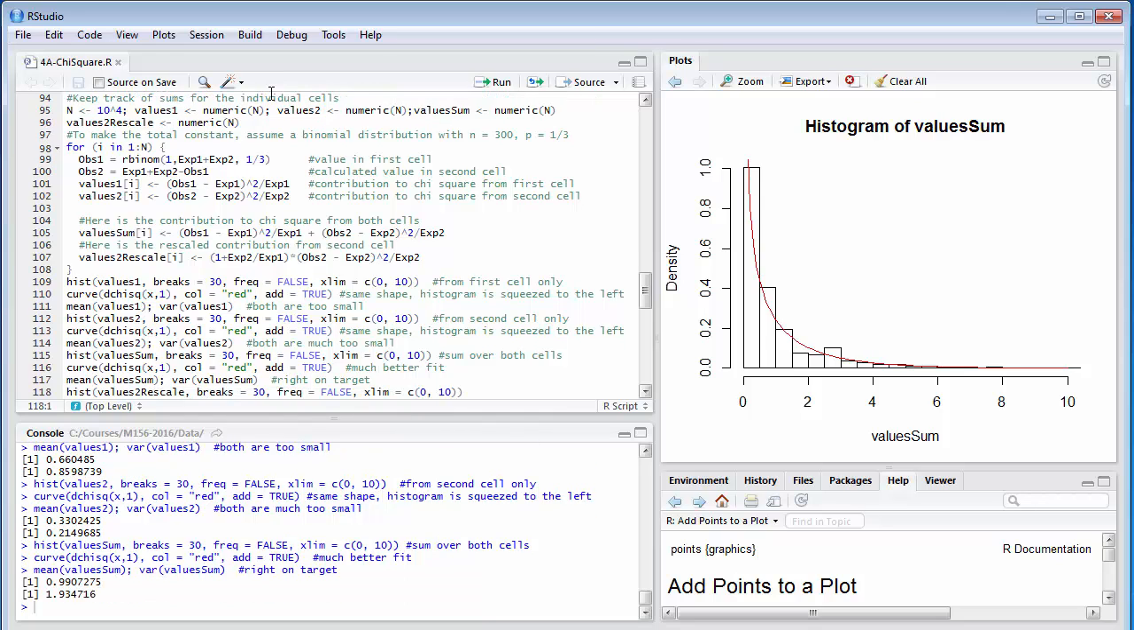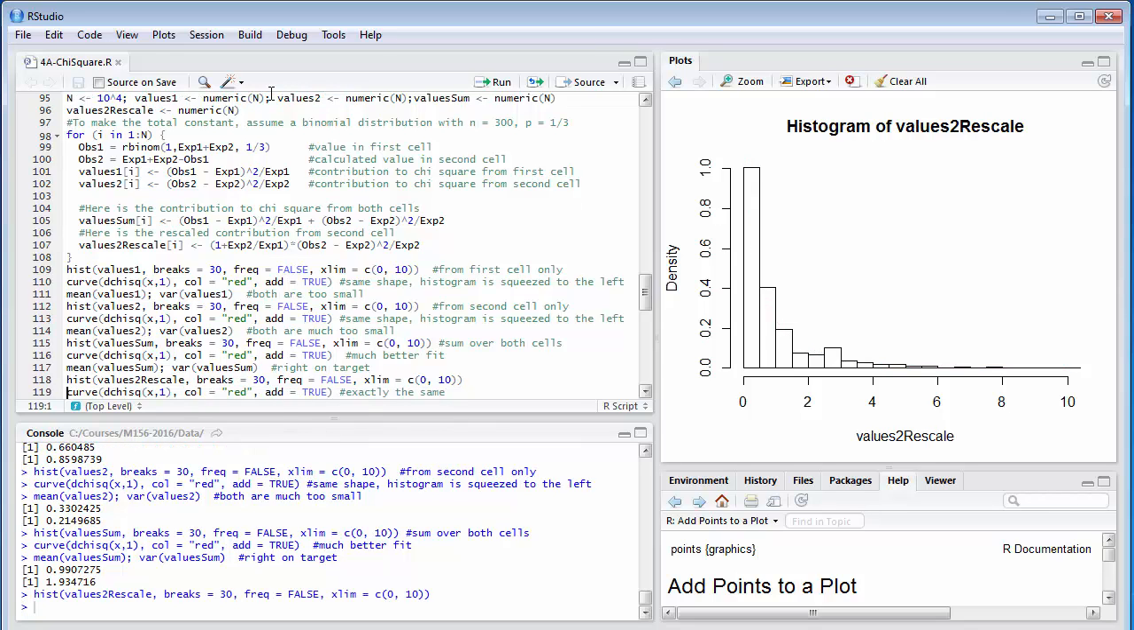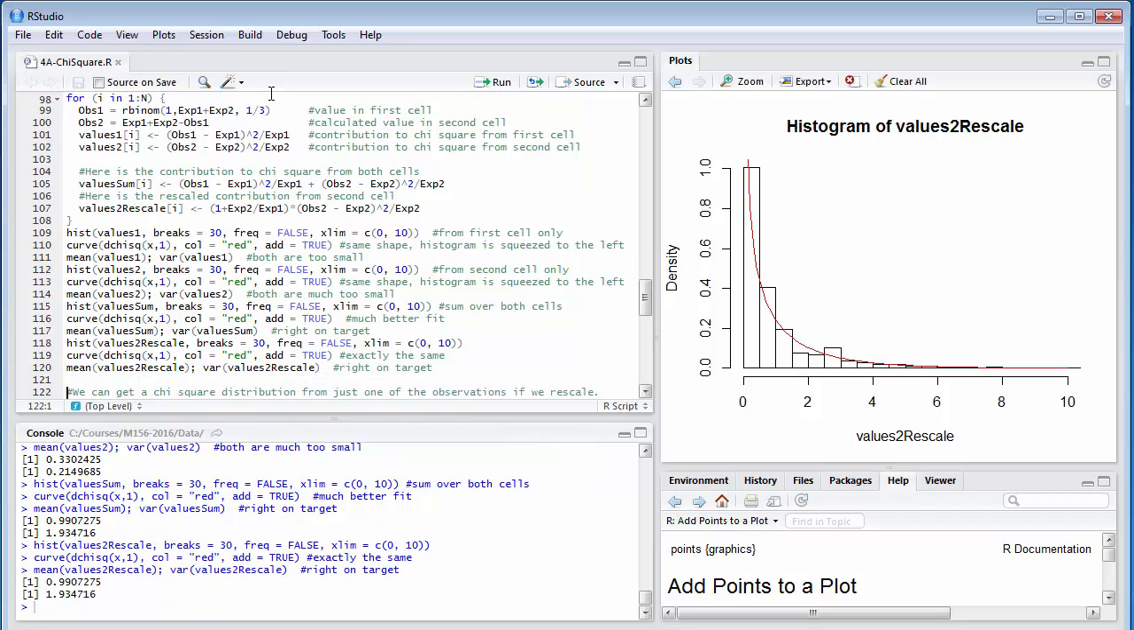We can achieve the same effect by taking the value in either of the cells and rescaling it appropriately, with the rescaling factor chosen so that the mean comes out close to 1, the variance comes out close to 2. There's our nice matchup. There's confirmation that we rescaled so the mean and variance were correct.